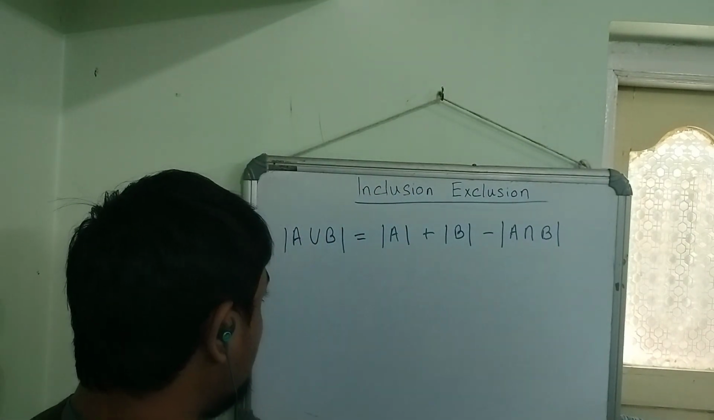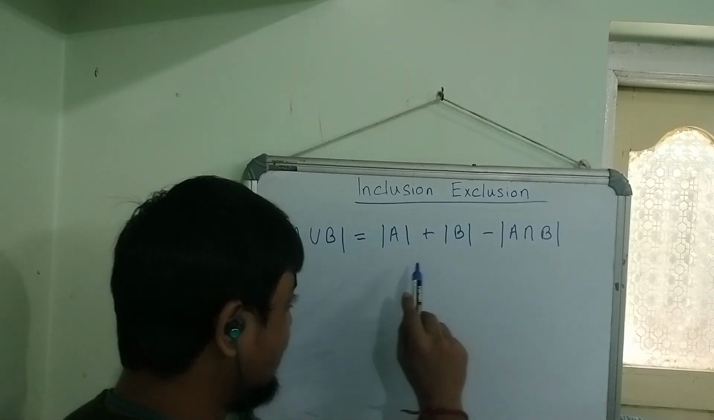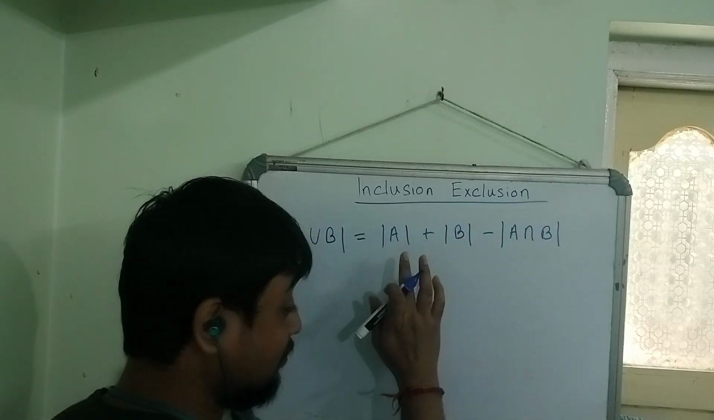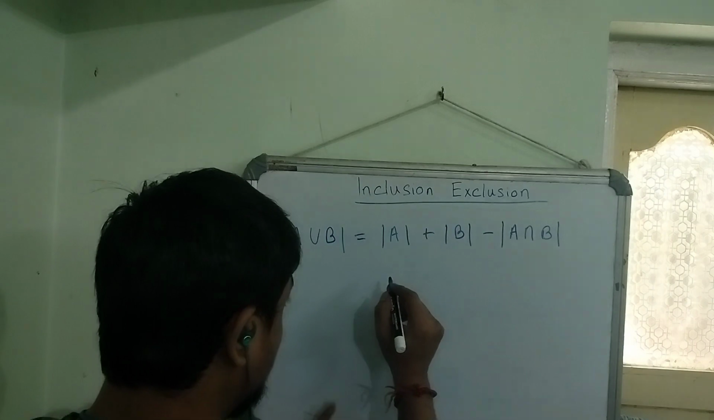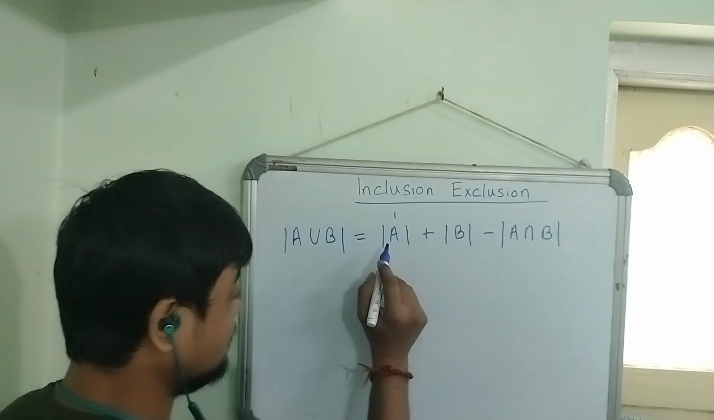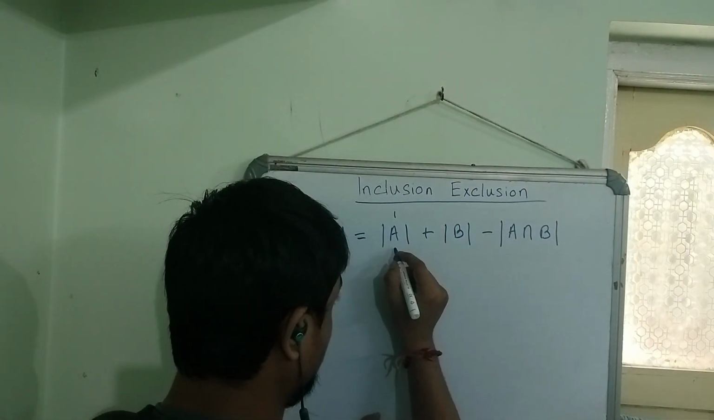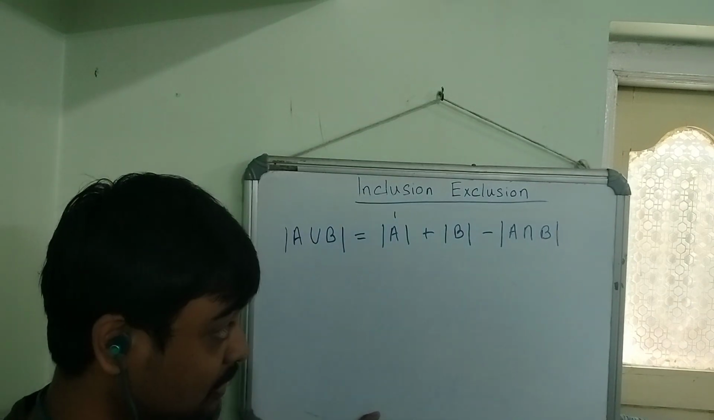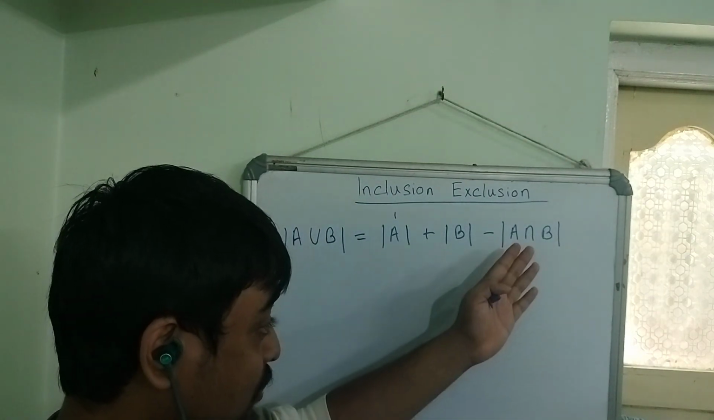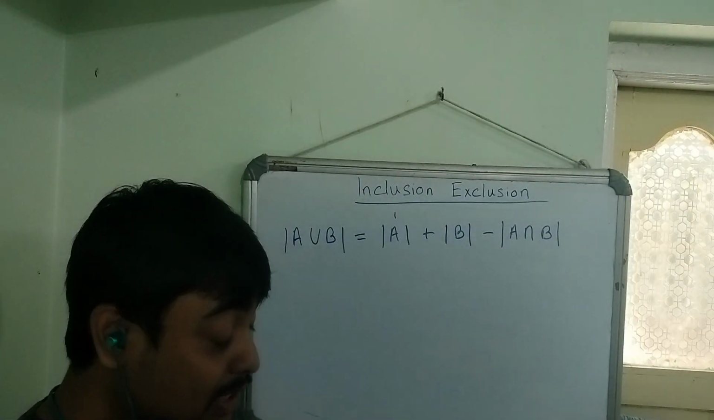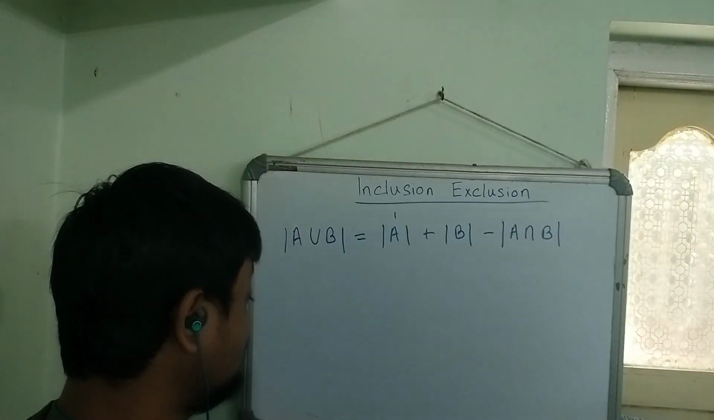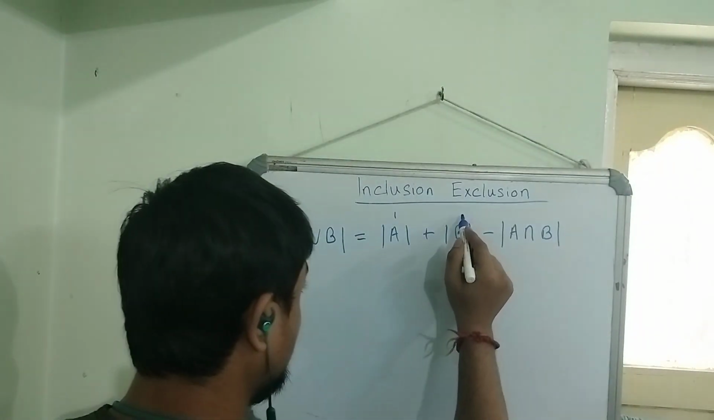So let's see how each and every element is counted exactly once here. See, the elements which are present only in A but not in B are counted here once only. Those will not be counted in the B term since they are not present in B, and they will also not be counted in the intersection term because those elements are not present in both. So those elements which are present only in A are counted once here only. And similarly, the elements which are present only in B but not in A are counted once.